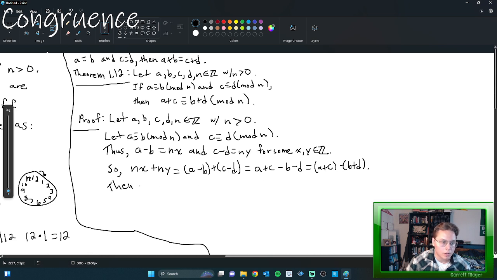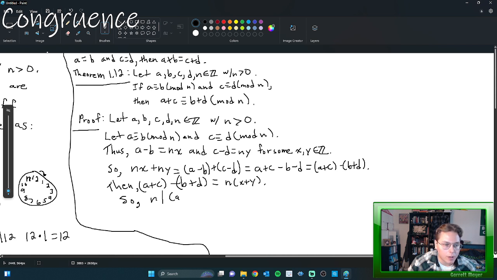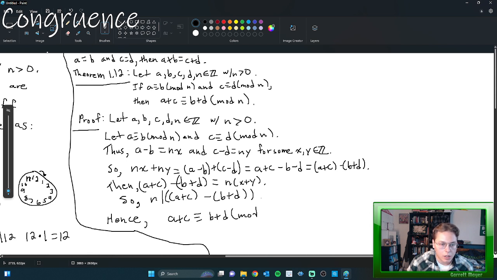Then a plus c minus b plus d equals n times x plus y. So what we know from there is basically that n divides a plus c minus b plus d. And because of that, hence a plus c is congruent to b plus d mod n. And that's what we were looking for, so the proof is complete.